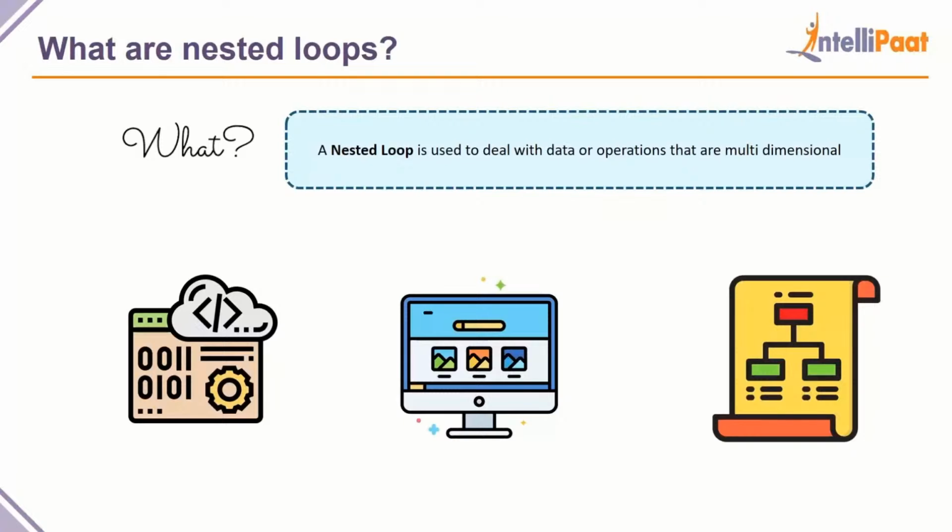And not just that, there are operations that you need to perform in a multi-dimensional way as well, such as you need to request a particular web service 3 times a day, and for each time when you perform that, you have to perform some other task such as logging or notifying some services and many other kinds of tasks. So all of this is taken care of by nested loops.